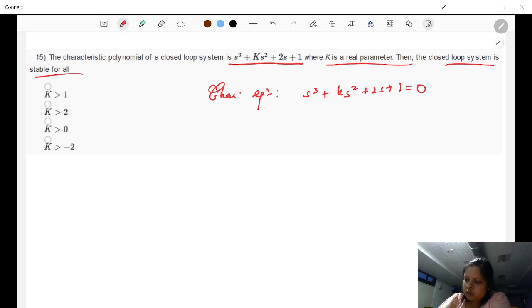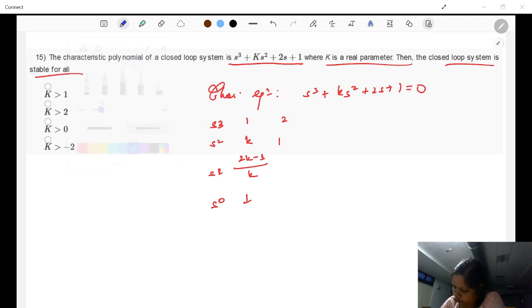So what we are doing is, s cube, s square, s to the power 1, s to the power 0. 1, k, 2, 1. Now when you try to find out what would happen, 2k minus 1 upon k, right? And when you try to find out the next term, it would just be 1.